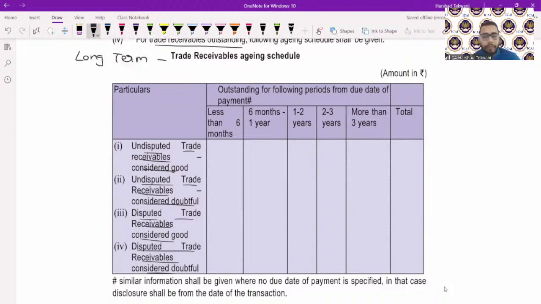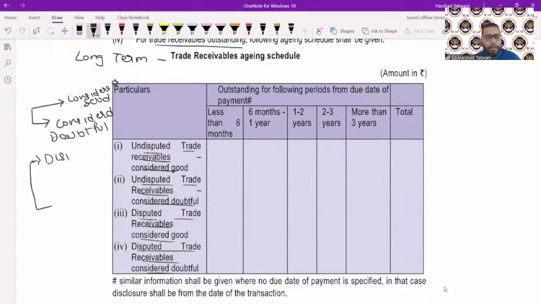Sorry. The reason is, remember in my trade payables table, I was talking about MSME. Here I am talking about considered good and considered doubtful, and disputed and undisputed. So two bifurcations. Either it is considered good or considered doubtful. Second bifurcation, disputed, undisputed. Clear?